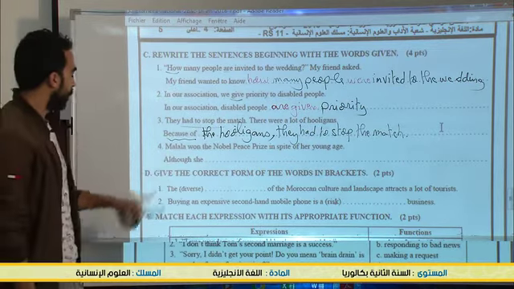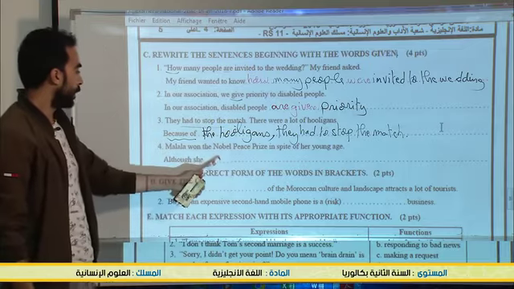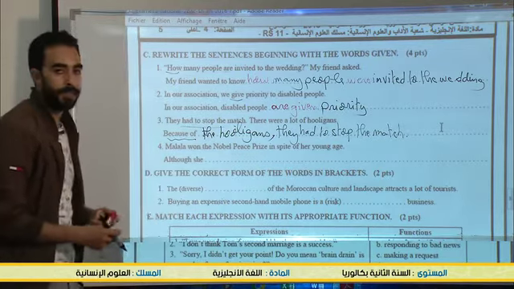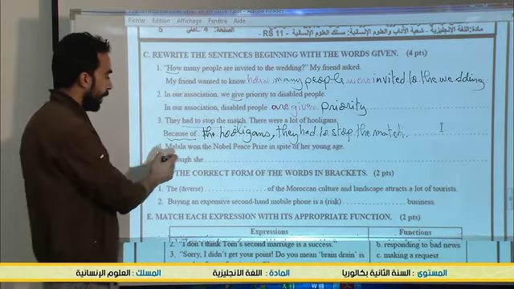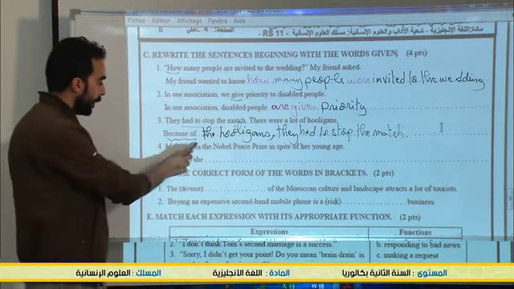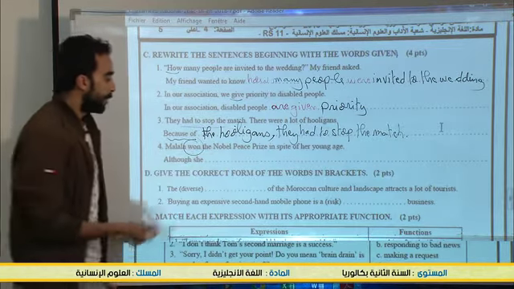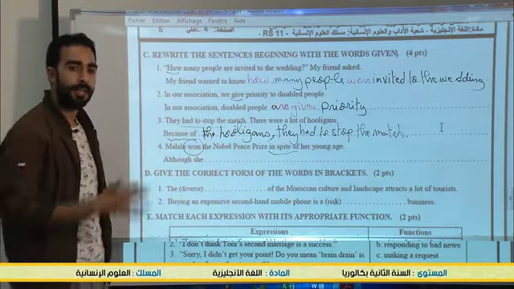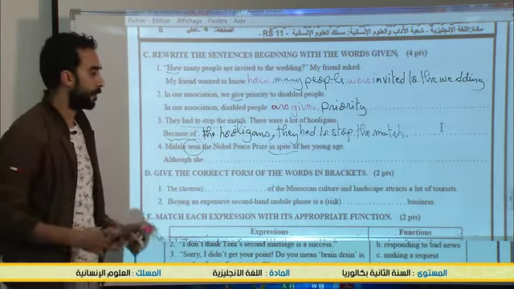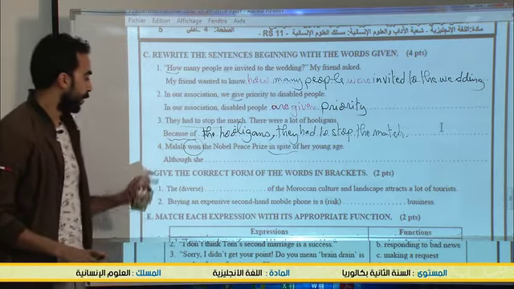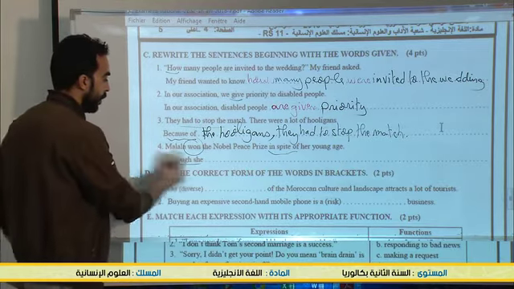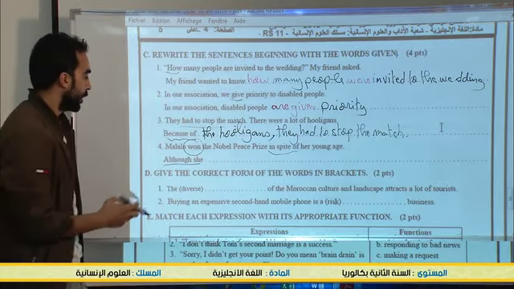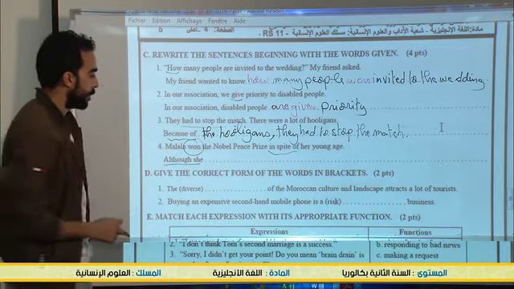Nice. So number 4, Malala won the Nobel Peace Prize in spite of her young age. So we have a girl called Malala who won the prize. And here we have in spite of, an expression of concession, in spite of her young age. She was young. So this started with although she. So of course, this is an expression of concession.